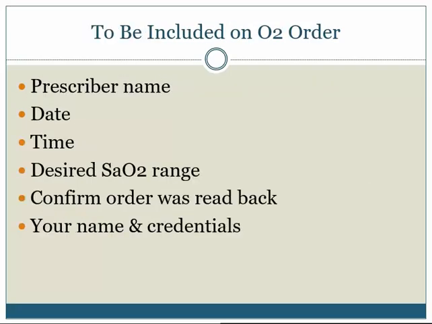Things to be included is who you called, that's important, what doctor, your date, the time, and anything else they want, like the SpO2 range that they want the patient to be, like maintain an oxygen saturation greater than 89%. Make sure that you read back and confirm the order, because there's a lot of parts to doing an oxygen order. There's a lot of components that you need to get. You need to make sure that you get it right, especially if it's greater than or equal to or greater than, those little things. Make sure you verify and sign it with your name and credentials.